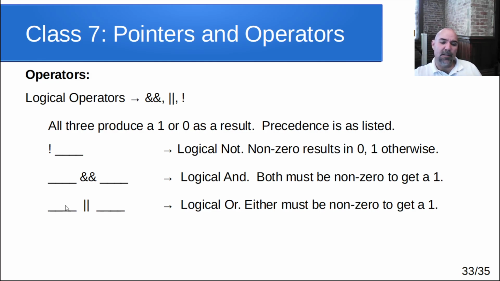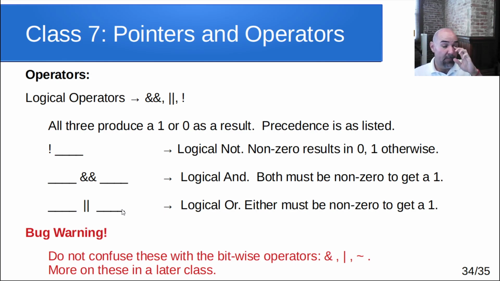Logical or, again, this is if that is non-zero or that is non-zero, we get a 1. Otherwise, we get a 0. So it works kind of as expected. The only thing that's different here is rather than, like in Python, producing a true or false, it produces a 0 for false, a 1 for true. It produces an actual integer value.